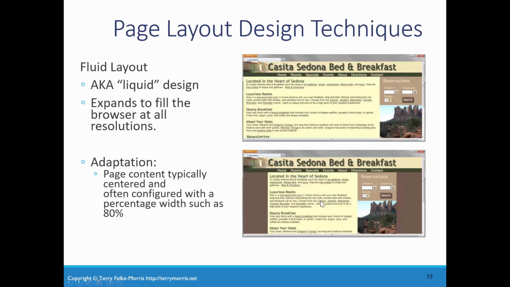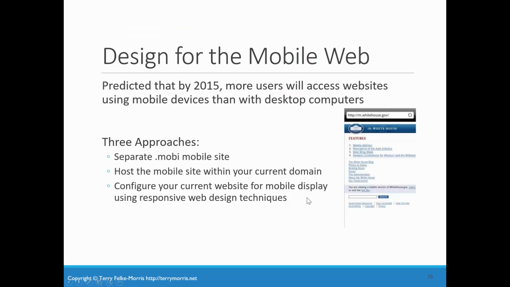You can have a fluid layout, also known as a liquid design, which expands to fill a browser resolution of any size. Adaptation, where as it says, typically it's got a width of 80%, so there's 10% on each side, which isn't used. What's really important here, as it says, is when you start thinking about how you're going to do this for mobile.